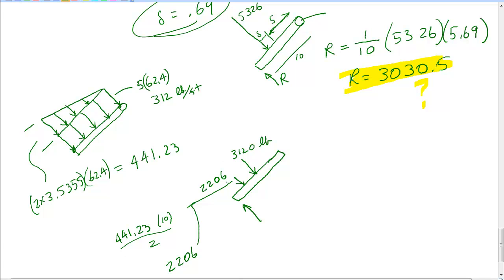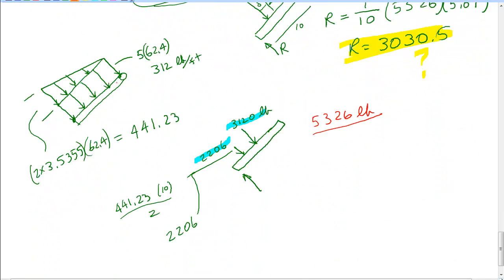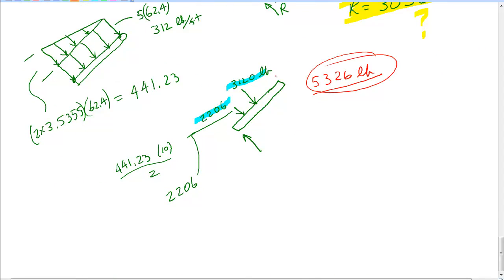Now the first key is, this number and that number is the total load here. What do they end up being? Okay, 2206 plus 3120 gives you 5326 pounds total. Now I haven't found the location, but what you'll find here is 5326. You have 2 ways of working this now. Now let's sum moments about this hinge.